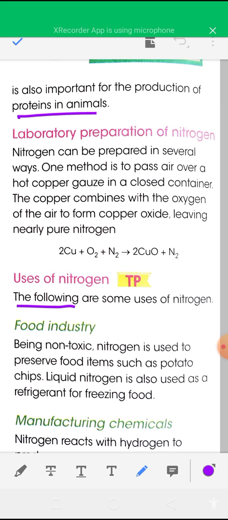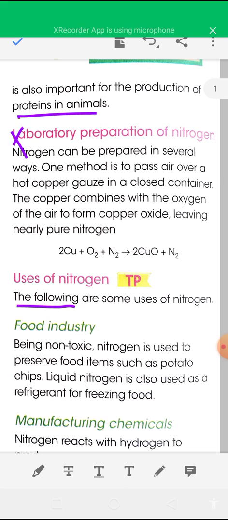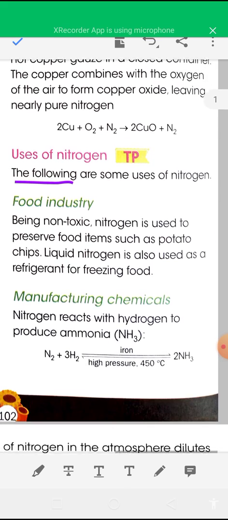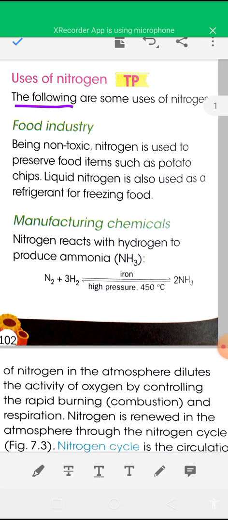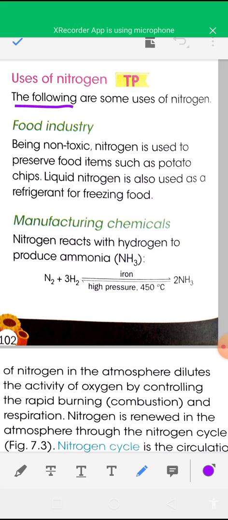Laboratory preparation of nitrogen is not required, it is not important. Now see the uses of nitrogen. There are many uses of nitrogen. In the food industry nitrogen is used. Nitrogen is used for the preparation of fertilizer. Nitrogen is used to prepare medicines.